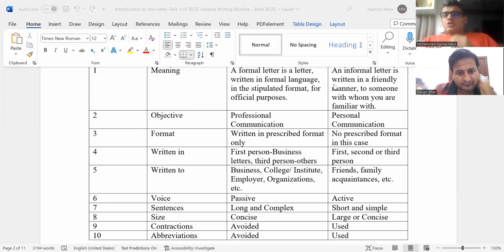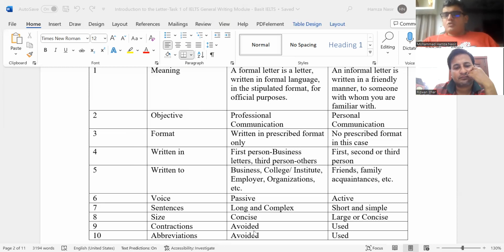ठीक है जी? तो कॉन्ट्रैक्शन जो होती है, ये आप फॉर्मल लेटर में हर हाल पे अवॉइड करते हैं. सो इन द फॉर्मल लेटर, इफ यू हैव टू इंट्रोड्यूस योरसेल्फ टू अ सर्टेन organization or business or employer, you will say, good afternoon, I hope this finds you well, my name is Rizwan Azhar. No contraction. जबकि आप कॉन्ट्रैक्शन जो है इनफॉर्मल लेटर्स में यूज करते हैं. ठीक है. लाइक माय नेम्स रिजवान अज़हर.